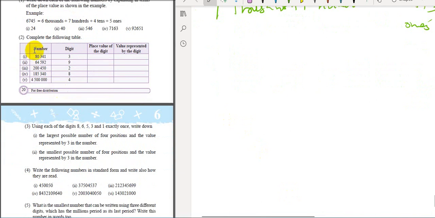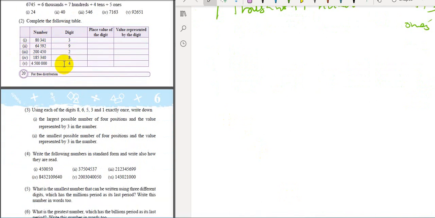The second one: complete the following table. The digit is 3. What is the place value of the digit 3? This is ones, tens, hundreds. The place value of the 3 is hundreds. Okay, the value represented by the 3 is 300. The third one we'll skip, and do the fourth one.